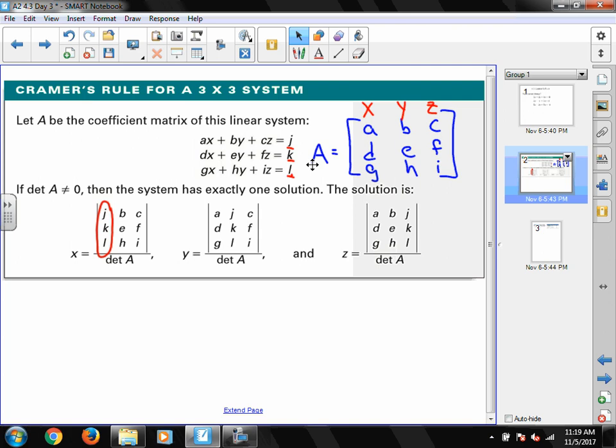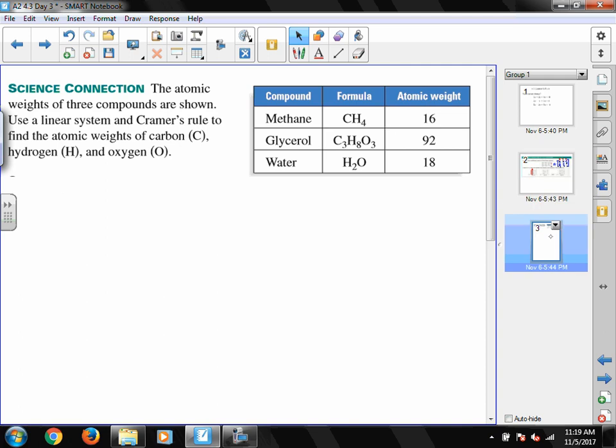So take a look at an example here. A little bit of a science connection for you, a little bit of chemistry. So I give you the atomic weights of different compounds. We're going to end up writing a system of equations with 3 variables so that we can find the atomic weight of each individual element. So we want to find the atomic weights of carbon, hydrogen, and oxygen. So yes, these will match up with what your chemistry book says. But just a little refresher.